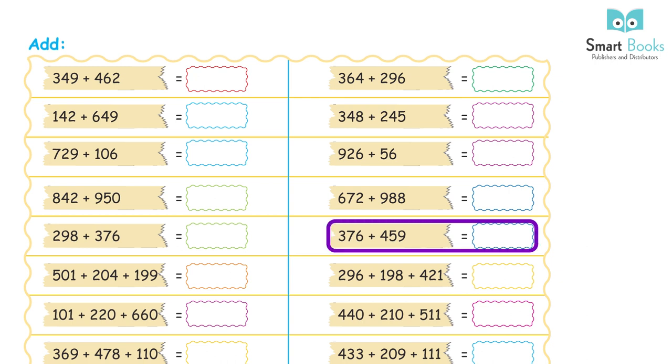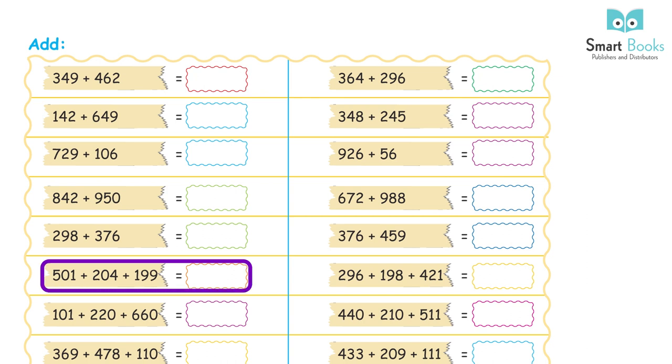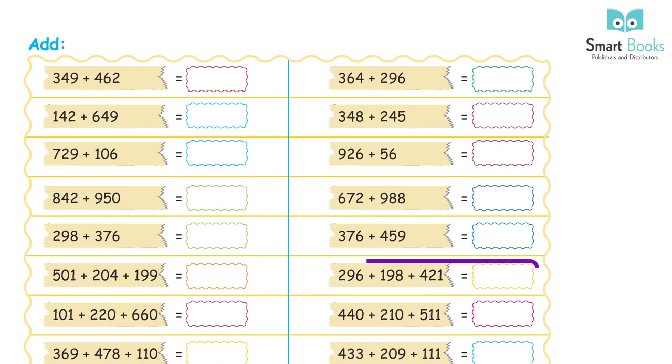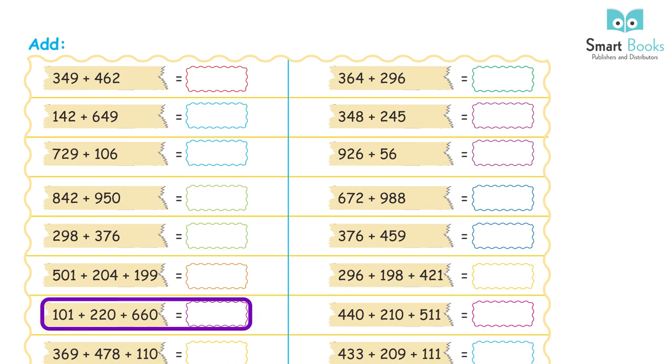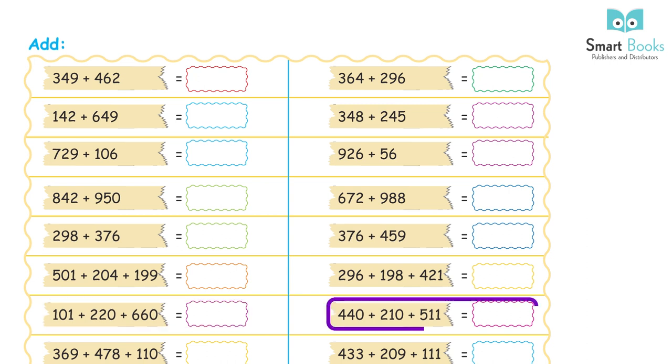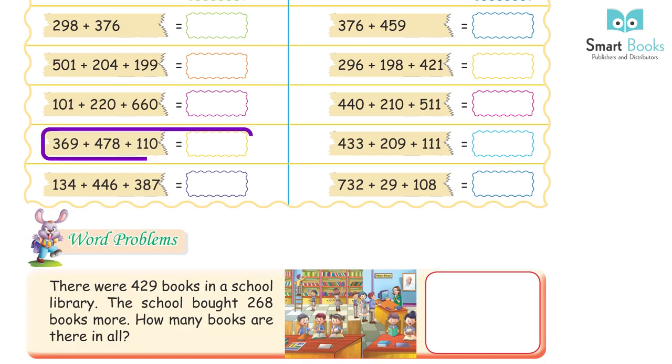376 plus 459 is equal to 835. 501 plus 204 plus 199 is equal to 904. 296 plus 198 plus 421 is equal to 915. 101 plus 220 plus 660 is equal to 981. 440 plus 210 plus 511 is equal to 1161. 369 plus 478 plus 110 is equal to 957.